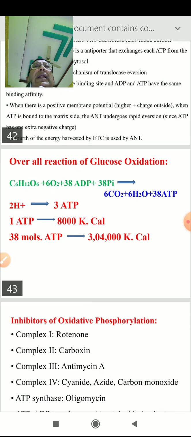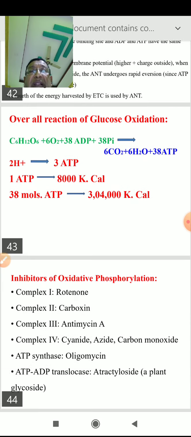Now, when two hydrogens are transported through the F0 and F1 particle, there is liberation of 3 ATP. One ATP liberates 8000 kilocalories of heat, that is energy, a biological energy. Then 38 molecules of ATP will liberate how many? 3,04,000 kilocalories of energy. This is the overall reaction of the glucose oxidation.